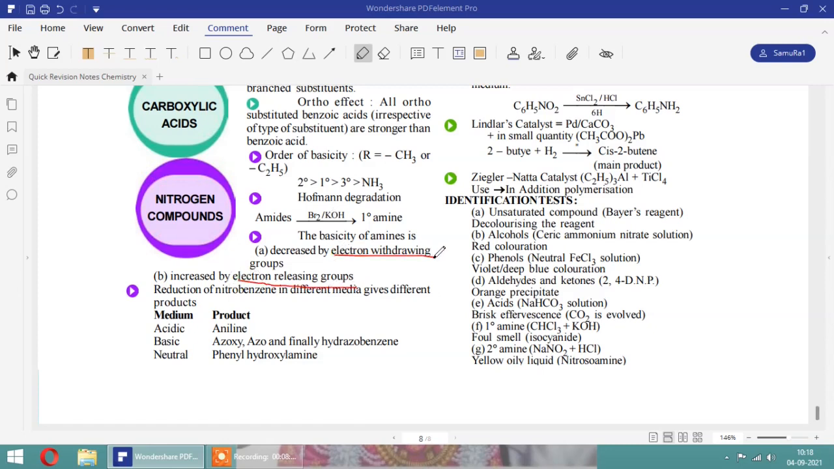Reduction of nitrobenzene in different media gives different products. Acidic medium gives aniline. Basic medium gives azoxy, azo, and finally hydrazobenzene. Neutral medium gives phenylhydroxylamine.